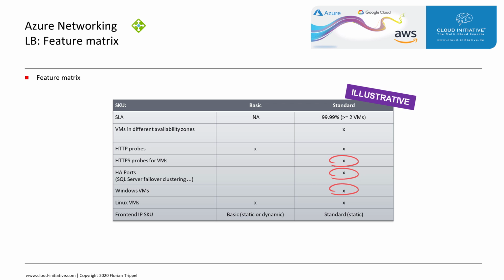For anything else, we would choose a standard SKU load balancer. In particular, when we deal with Windows VMs, as these only support standard SKU public IP addresses. Another use case for a standard SKU load balancer would be when we need high availability ports for a SQL Server failover clustering, or when we need availability zones.